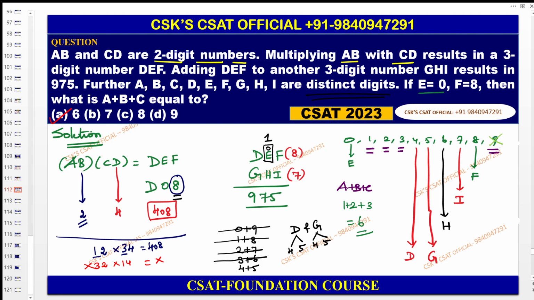This is very important. Sir, D is equal to 4, we are not getting it. Okay, so D can be 4 or 5, right? Yes, yes. Okay, D can be 4 or 5.